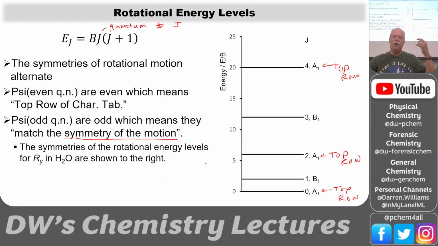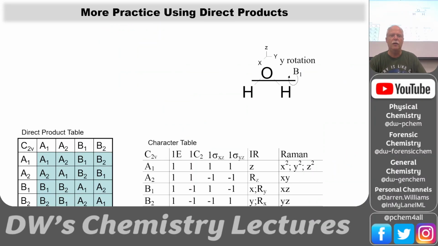So in water, if we have rotation around Y, okay, let's see, yeah, X, Y, Z. So that's this rotation in water where it's rotating like that. That has the symmetry of B1. So we go to the character table, we have three R's. We have RX, RY, and RZ. So depending on which way it's rotating, you pick that row in the character table. So here's the character table and here's the direct product table. You can see RY right here.